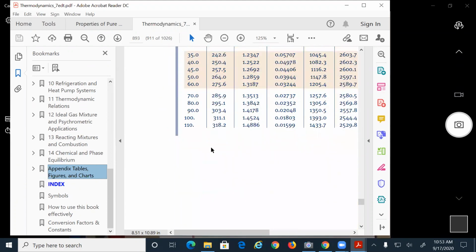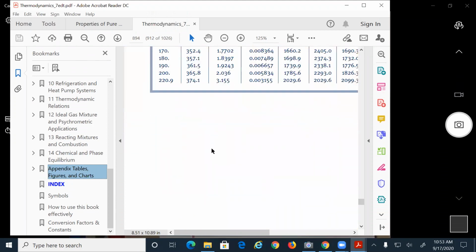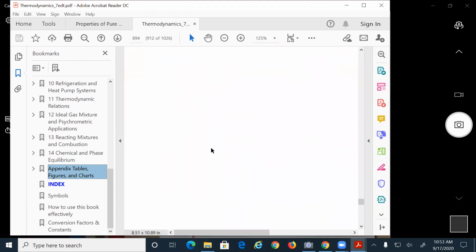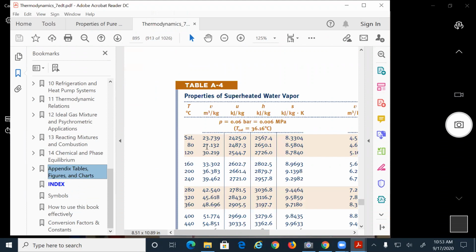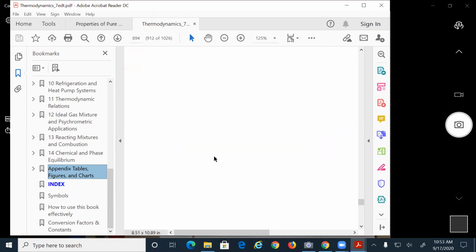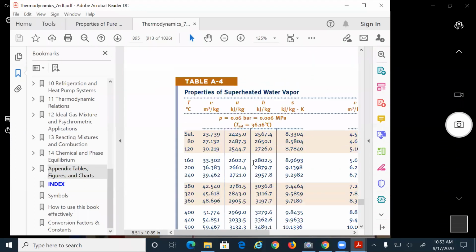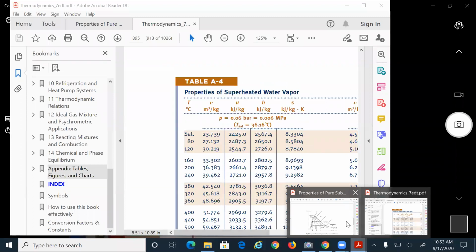This is pressure constant, so table A3. Let's see what will be the next table. Okay, yeah, so that was correct. What happened is the next table, which is table A5, is superheated vapor, okay? So this one will be for which location over here?